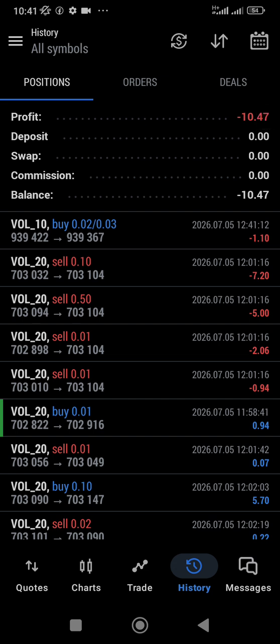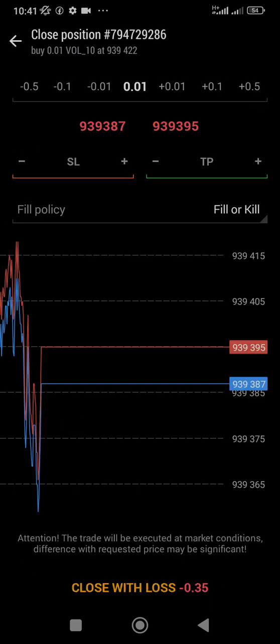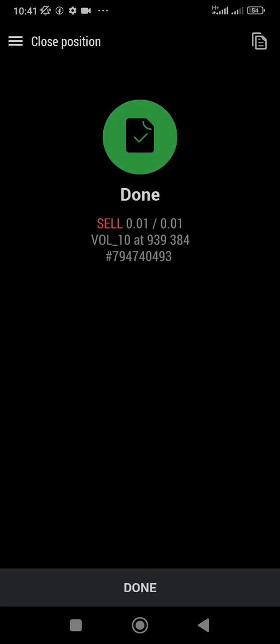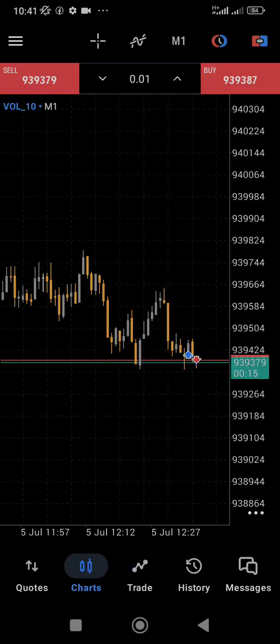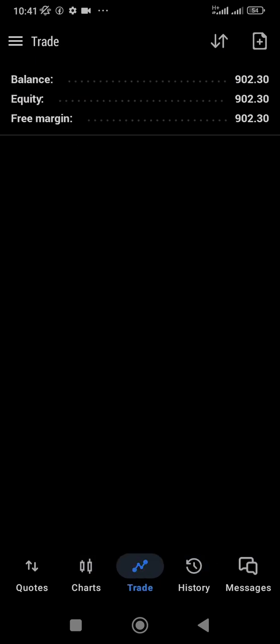So what we're going to do is look at the trade, and this is what it shows us. The balance has been updated and you can see it's a negative. If we close this one alongside it and close it all, you discover that the balance is $902.3, which means we actually lost $1 on this trade.